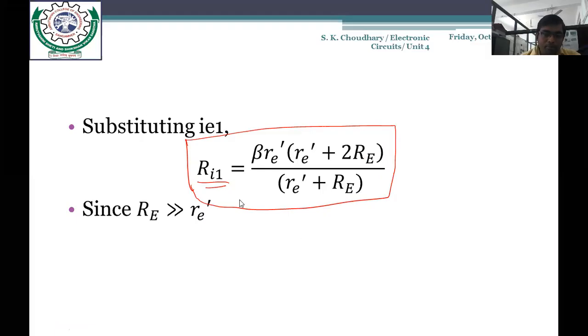So those who have noted the value of IE1, you can easily find this relationship. Here in this note, we have just substituted the value of IE1. Okay, so beta V1 upon IE1. We have just substituted the value of IE1, then we have got this value.